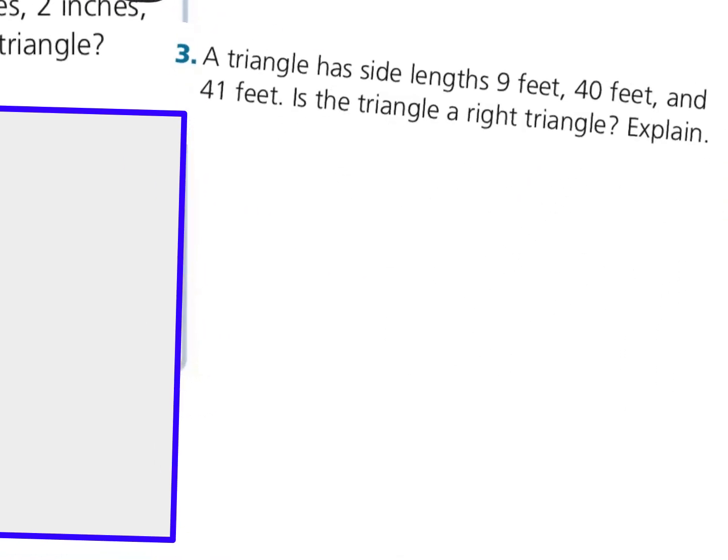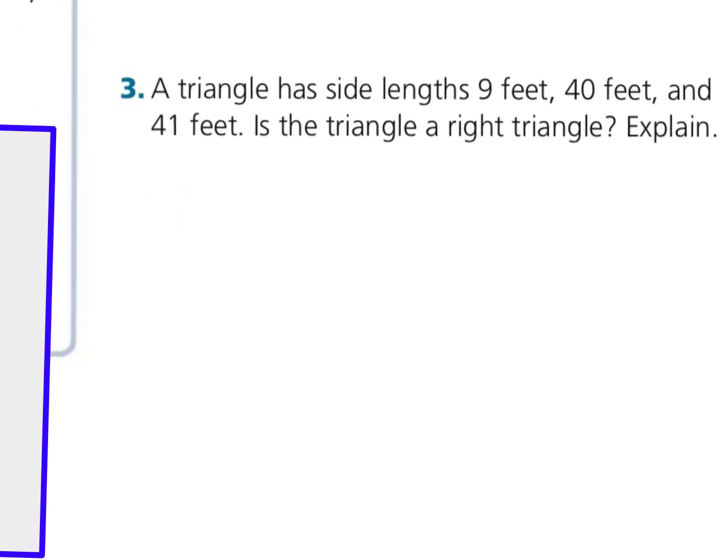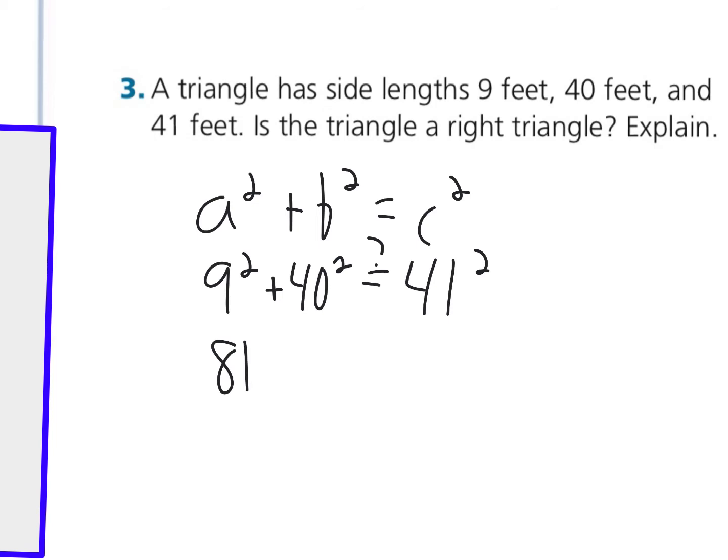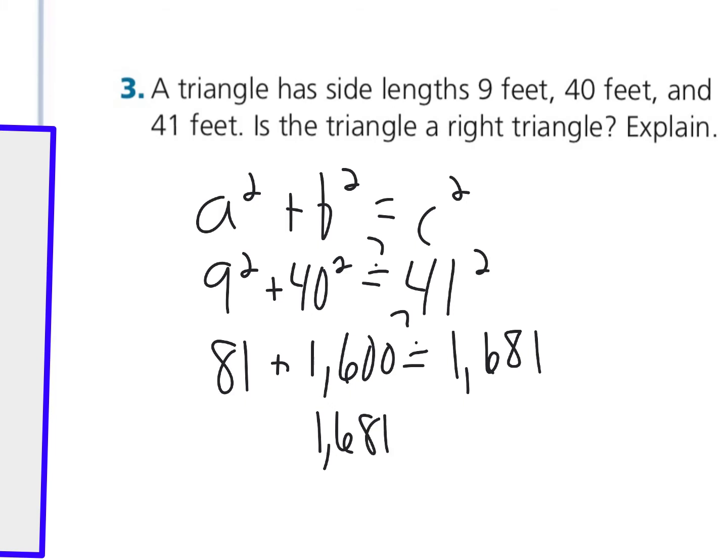Number 3, similar idea. Once again, look at your numbers. Make sure you recognize the hypotenuse as the longest side, which would be 41. So 9 squared is 81. 40 squared is 1,600. And 41 squared is 1,681. So that works. So that is a right triangle.